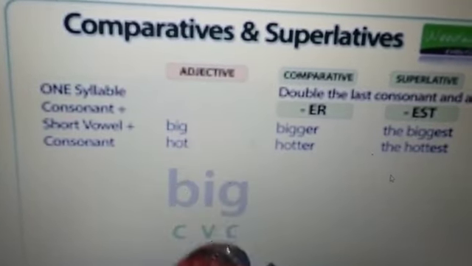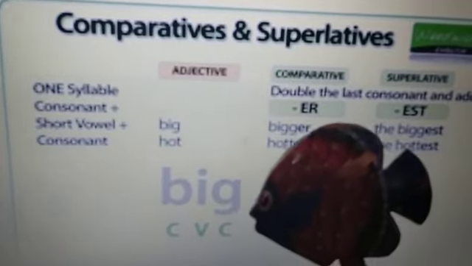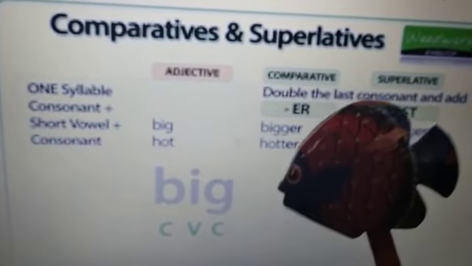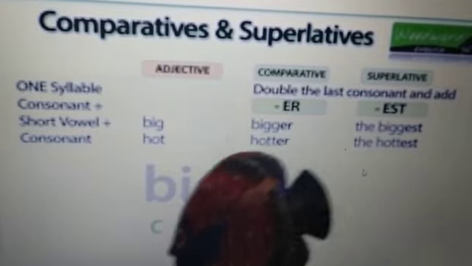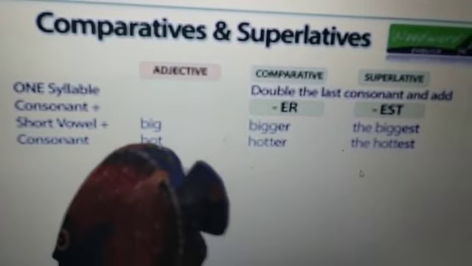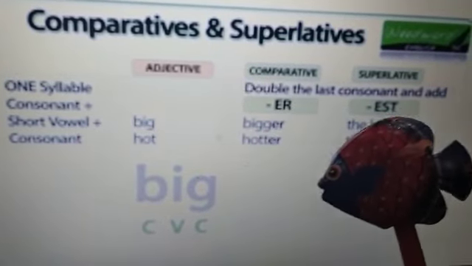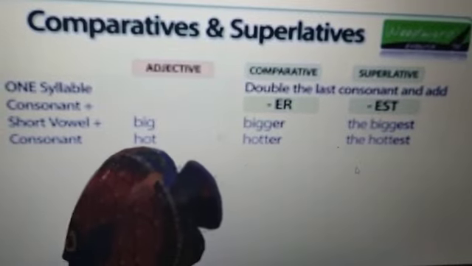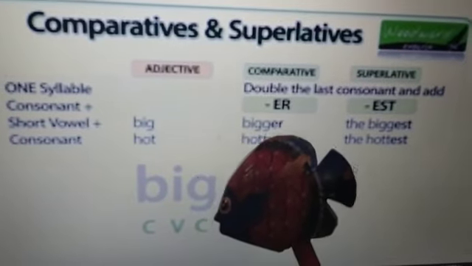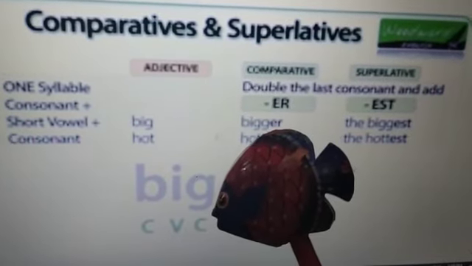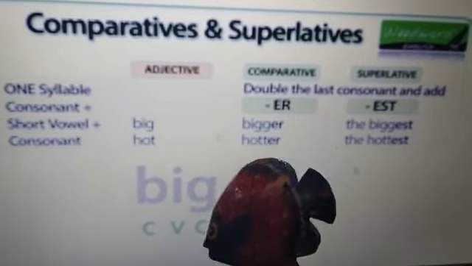In this type of word with one syllable where it comes CVC, we always double the last consonant and then add ER and EST. Always remember, in CVC sound, one syllable, we add ER and EST after doubling the last consonant, like big, bigger. See here, B-I-G, G was the last consonant, and here again G we have added and then ER. So bigger in a comparative, hotter in a comparative.